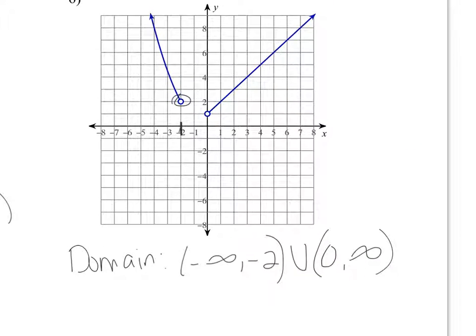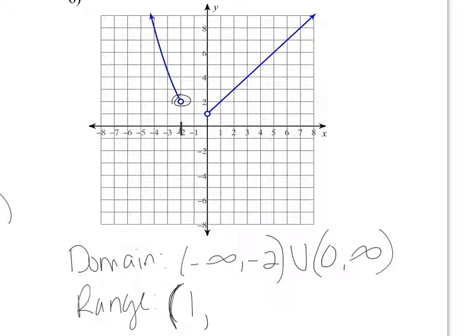And then the range. When we're doing the range it's your y values. So we look down here. There's nothing down here. I got nothing, nothing, nothing, nothing. Ooh, it almost starts here, but it's an open circle. So it almost starts at 1, but I'm going to give it a parenthesis because it doesn't really start.